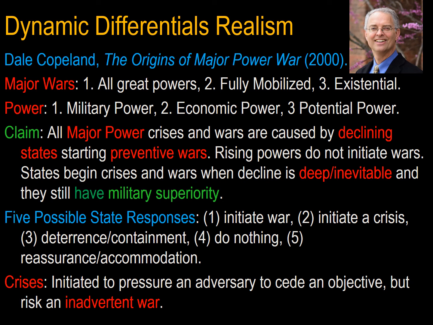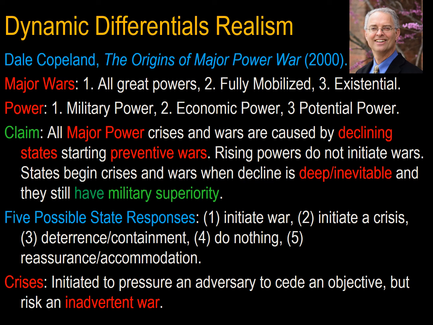A country could initiate a war against a rising threat. Two, it could initiate a crisis and try to resolve an issue. Three, it could do deterrence or containment, like create an institution like a NATO in the Pacific to stop the rise of China. Four, it could do nothing and just adapt to the new situation. Or five, it could provide reassurance or accommodation, basically bring China into the international system, or reassure China that you're allowed to become a major power, we're not going to start a war against you.